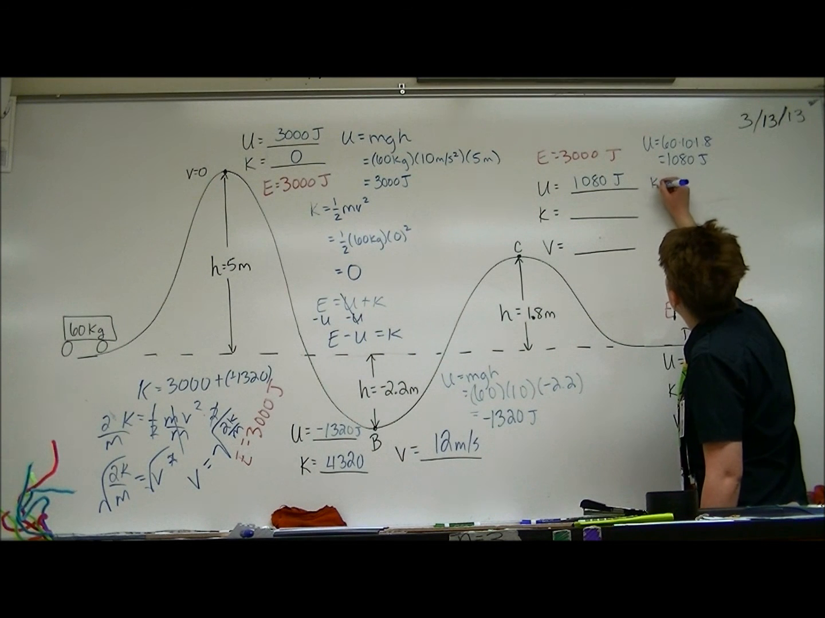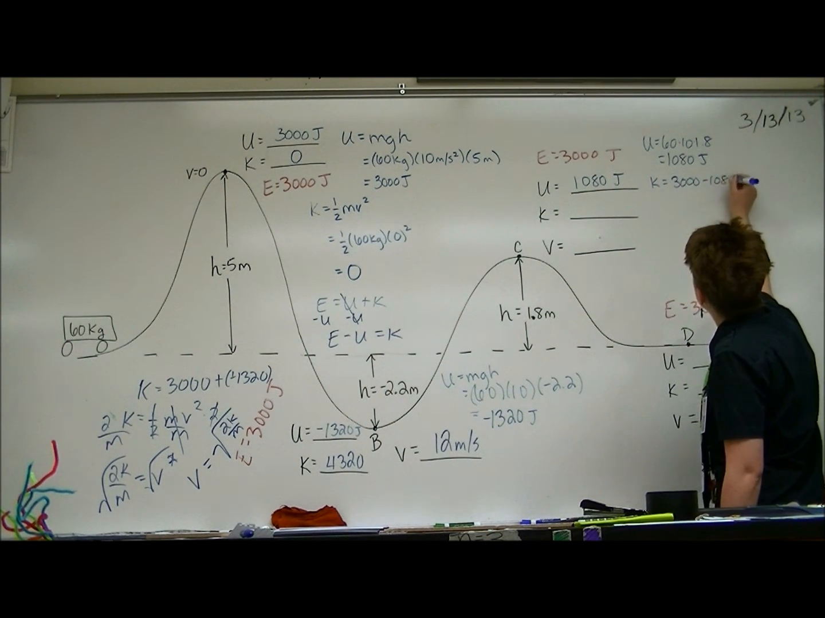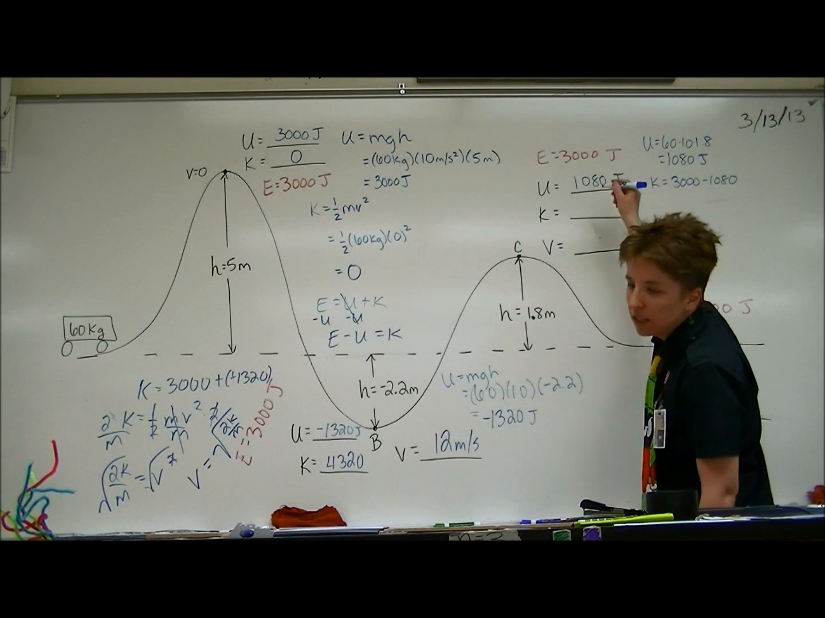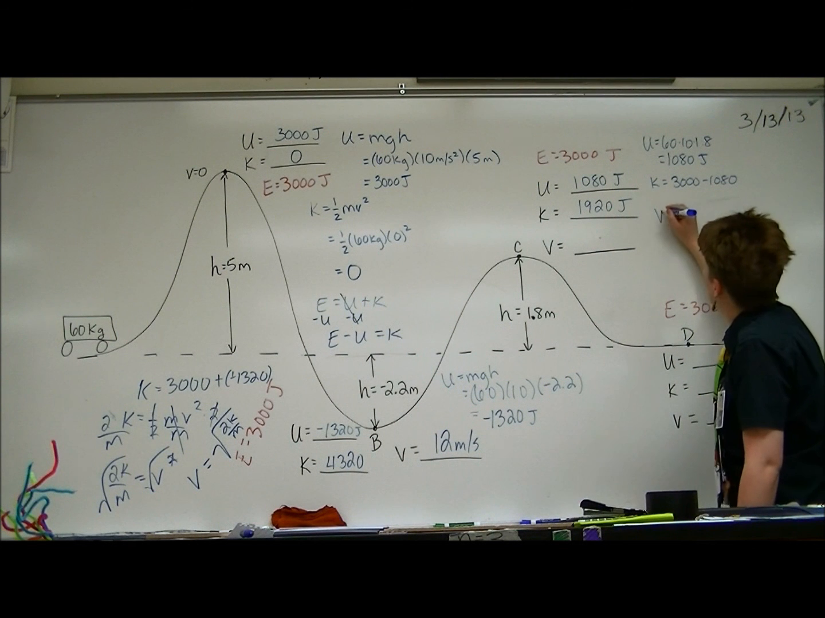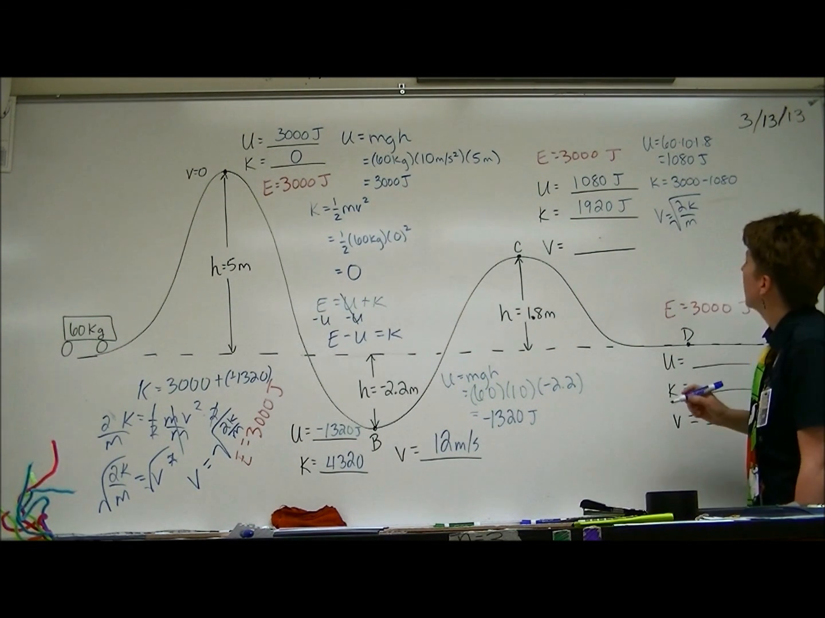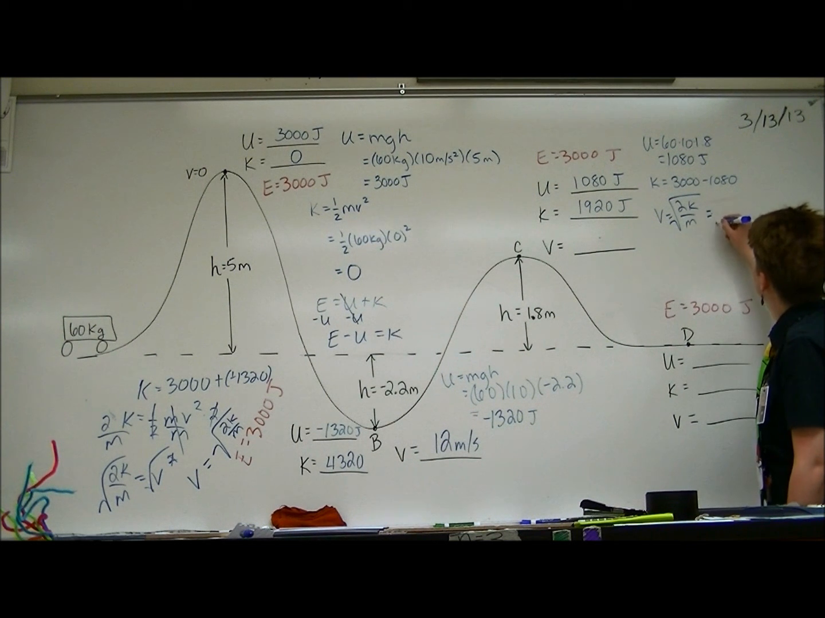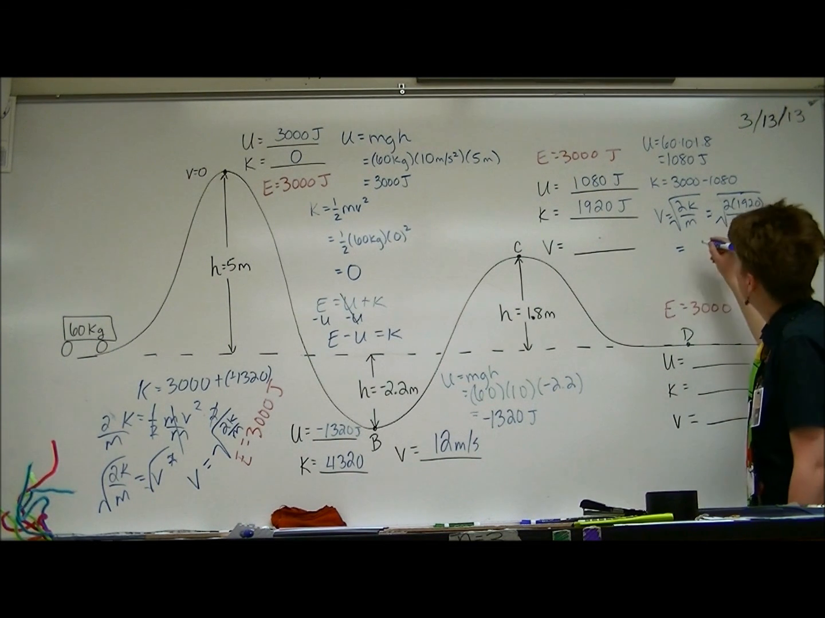Okay, so kinetic is 3,000 minus 1080, which is 1920. Velocity is the square root of 2k over m. So that is the square root of 2 times 1920 over 60. That ends up being 8.